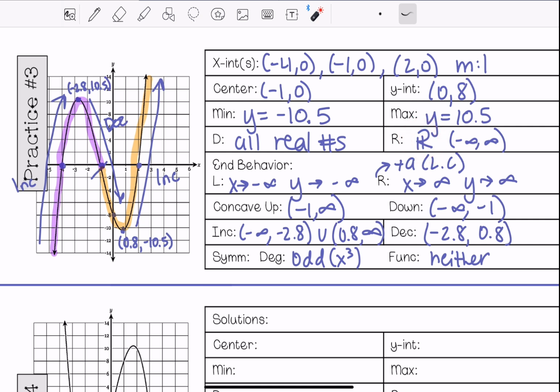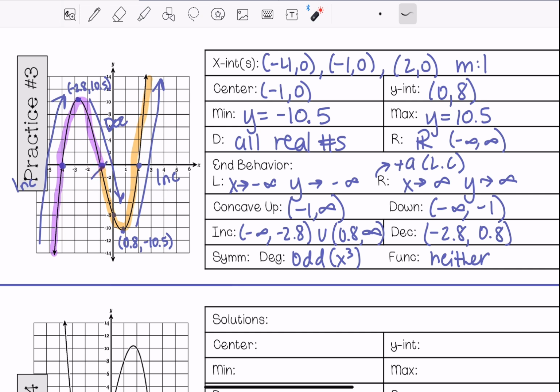Our end behavior here, we are going down on the left and up on the right. Remember, if the right is positive, that means our leading coefficient, our a value, is also positive. We are concave up for this section here from the center forever. And then we're concave down starting over here until the center. Remember, that's against the x-axis, so I picked that -1 because that's where it is on the x-axis.